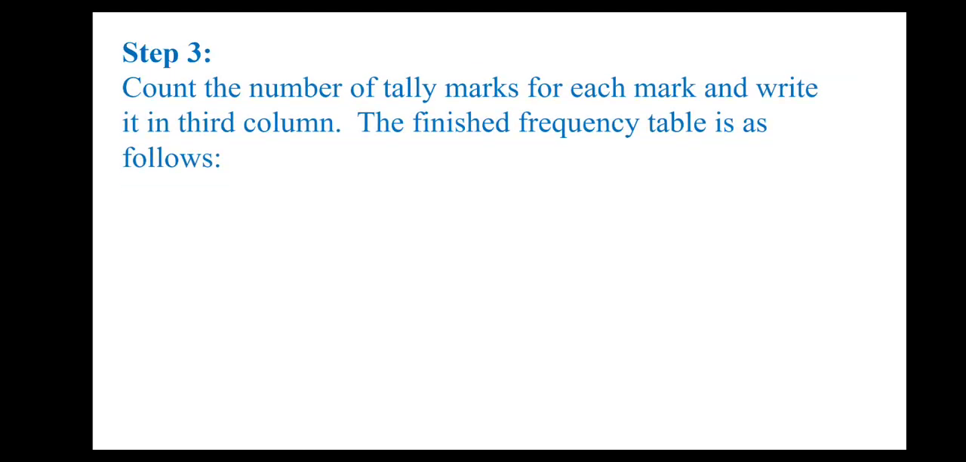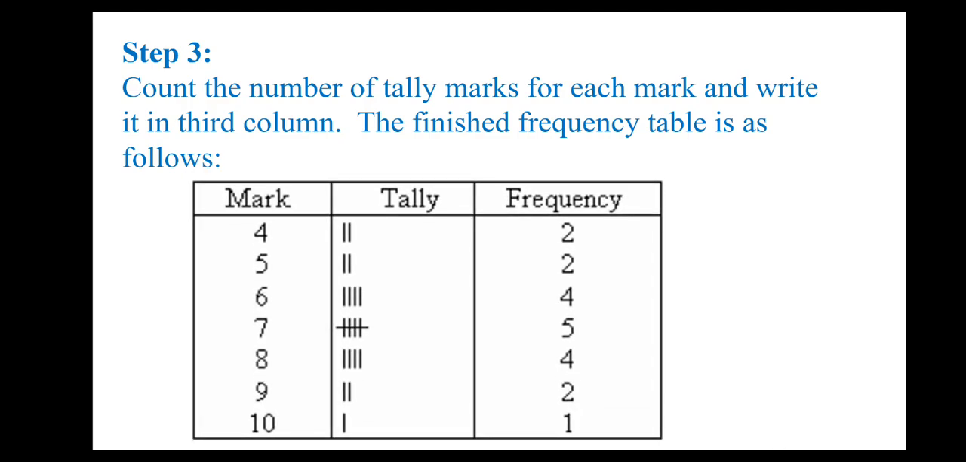Step 3. Count the number of tally marks for each mark and write it in the third column. The vertical lines you have put, that count you have to write. The finished frequency table is as follows.